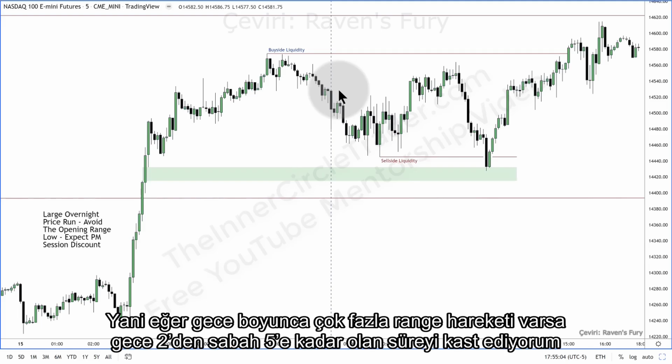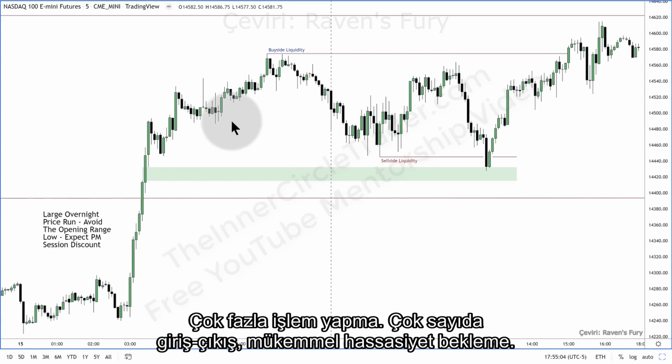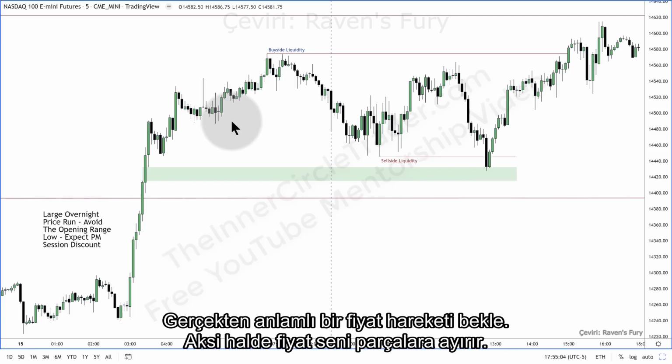So if there's a lot of range movement overnight, what's overnight? 2 o'clock in the morning to 5 o'clock in the morning. Okay. If we get a big run like that, which is what we're seeing here, right away in my mind, I'm thinking, don't trade a lot. Don't expect a lot of in and out, perfect precision. Wait for a real significant price move. Otherwise, you're going to get chopped up.